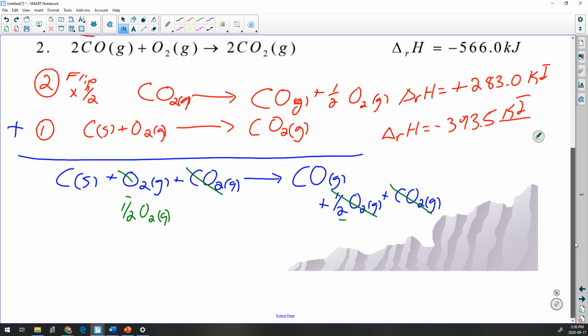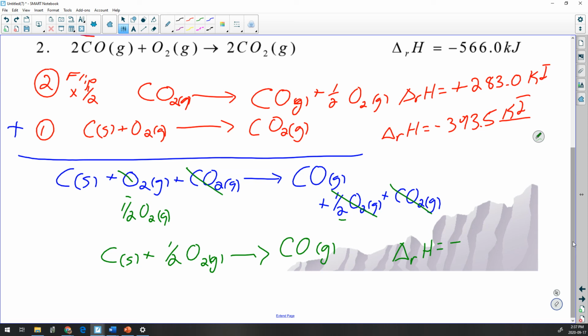Now we have what we want. 1 carbon plus 1/2 oxygen yields carbon monoxide gas. So by not writing the things that don't change in this system, we've got it. And then when we add these together, because we're going to add the energies, that's what we're looking for, we end up with our negative 110.5 kilojoules.